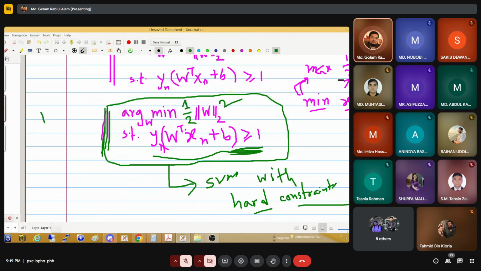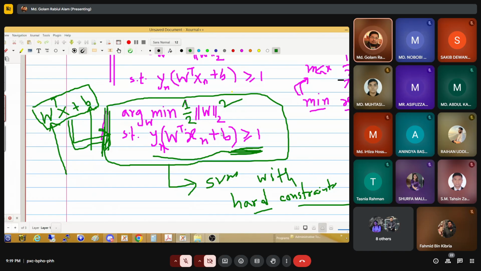What's the target? Our target is to find W transpose X plus B. So this is our target. That means we need to find a separator line, a hyperplane, the equation of the hyperplane. In this equation, W and B are unknown. We need to find the optimal values of W and B. So that's our target. But for that, we have to solve this optimization problem.